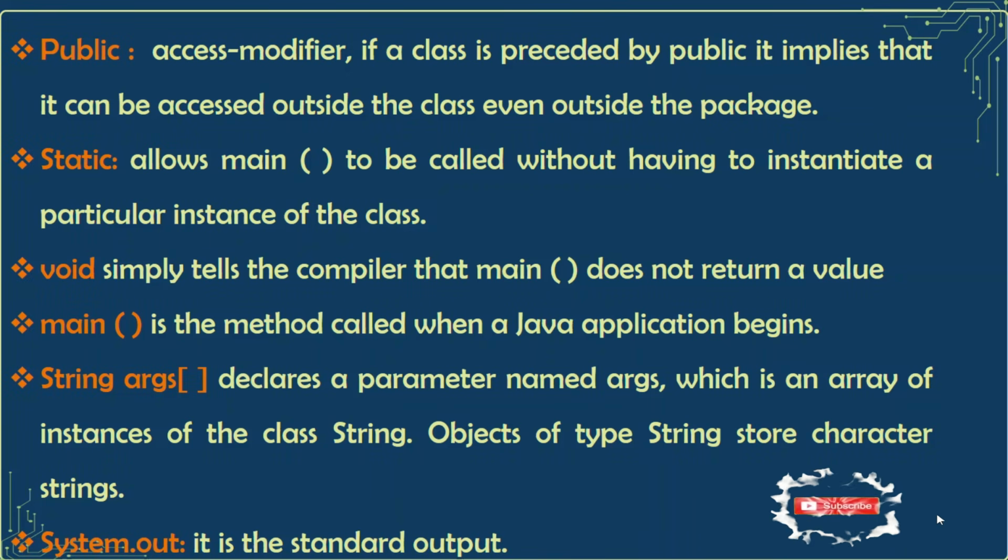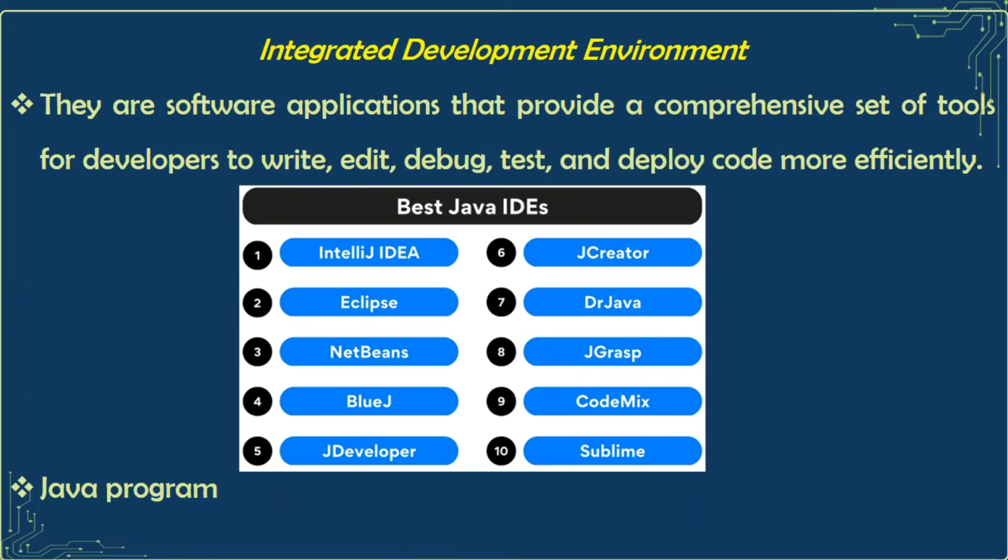The other is String args. It declares a parameter named args as an array, which is an array of instances of the class, or we can call it an array of objects. We can instantiate any number of objects from a single class. So objects of type String store character strings. The other is System.out. It is a standard output that enables us to display text in the console or in the command prompt.